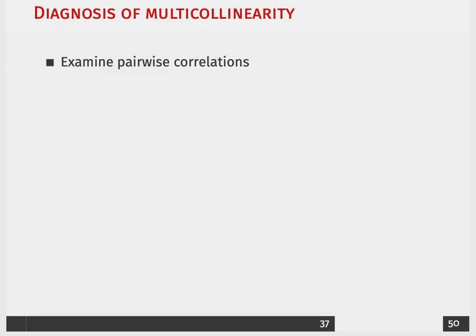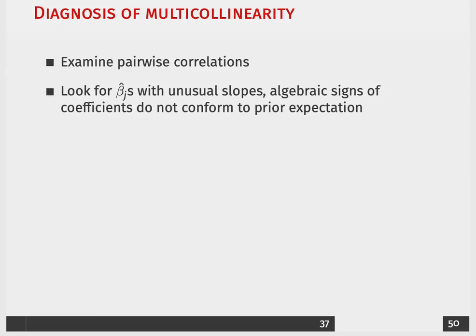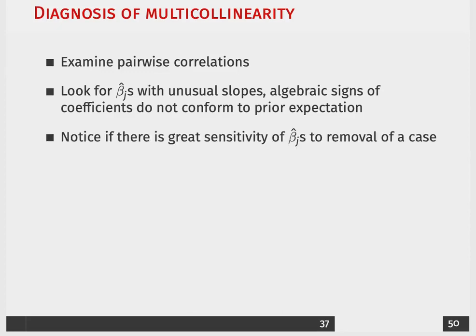And to do this, we're going to examine pairwise correlations, and we're going to look for betas that change, so unusual slopes that change signs or don't really conform with our prior expectations of what we think the true relationship should be. And we'll notice if there's a lot of sensitivity to our betas by removing specific cases.